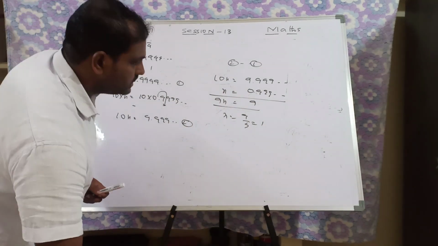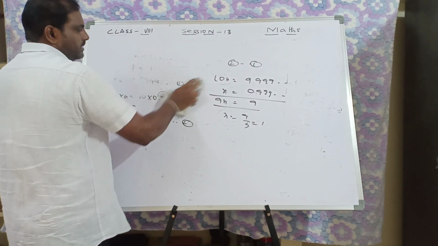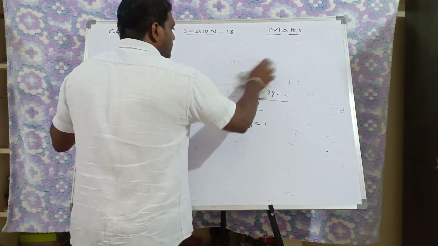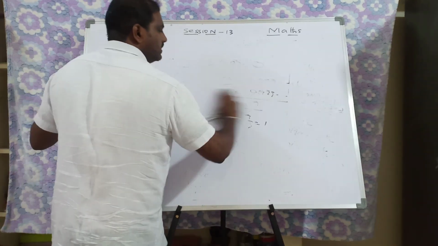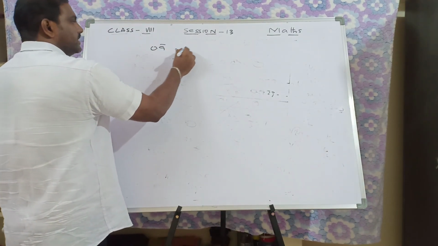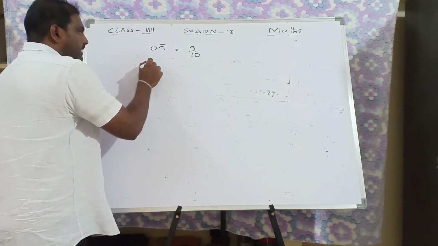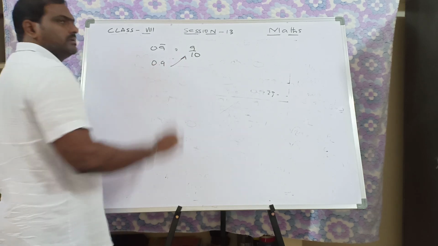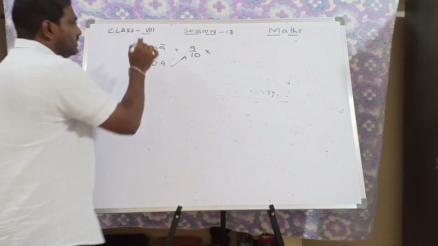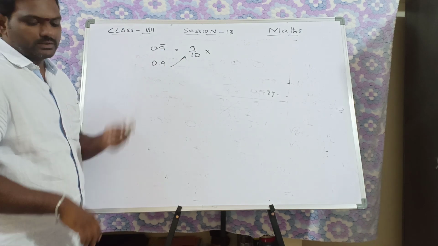So this is the first sum, and most of the students did it correctly. Some students wrote 0.9 bar is given, but they are still in the previous topic; they wrote 9 by 10. If it is 0.9, your answer is right. If it is 0.9 bar, your answer is wrong. We have to check whether the bar is given or not. Some students wrote 0.9 bar is equal to 9 by 10.